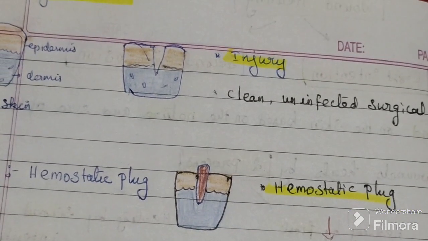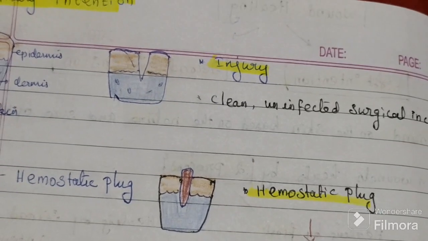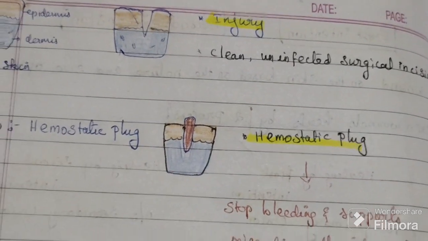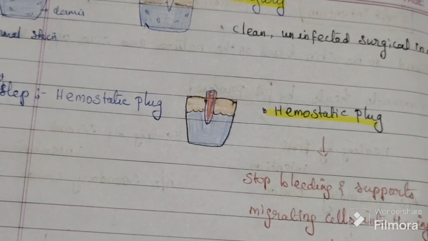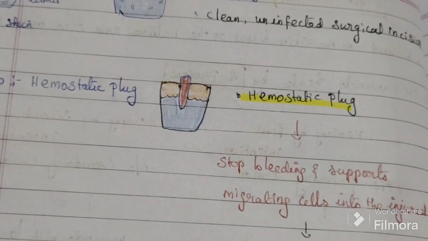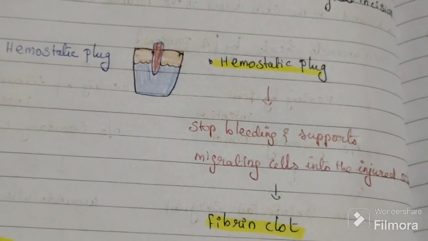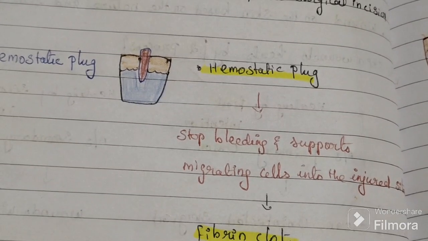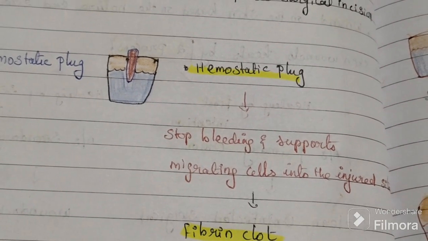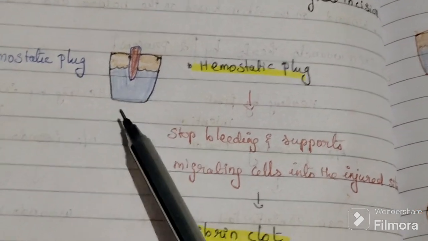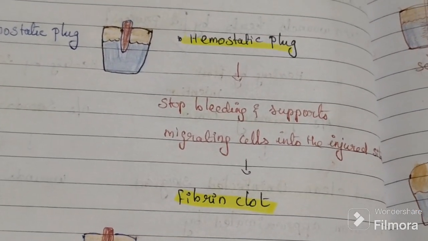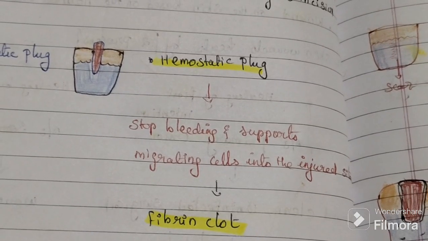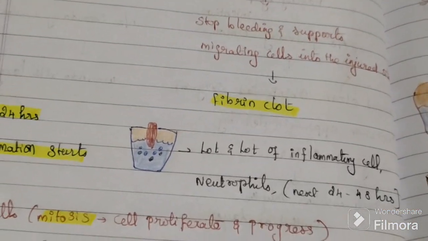First step, we know there is a hemostatic plug, which stops bleeding and supports migrating cells into the injured site. Initially it is a fibrin clot.